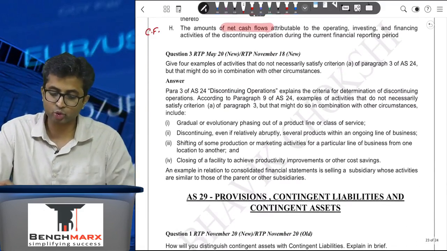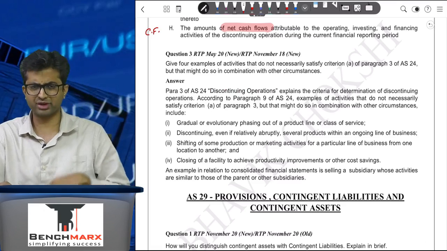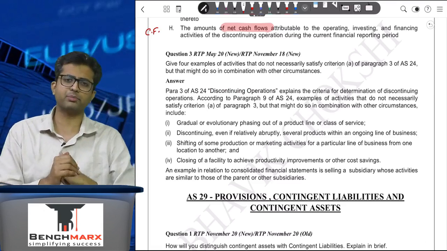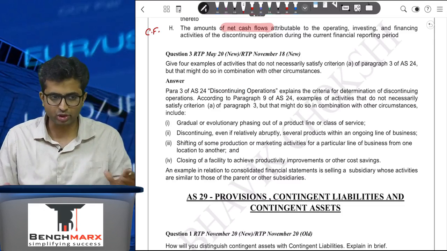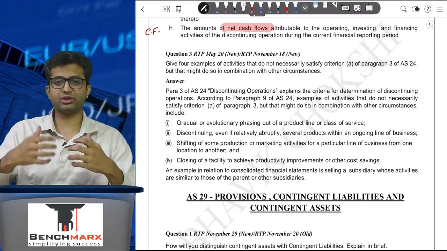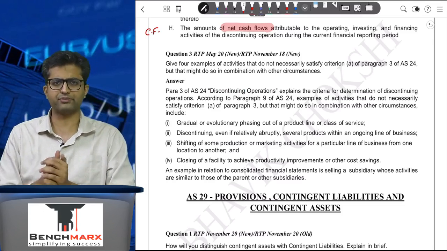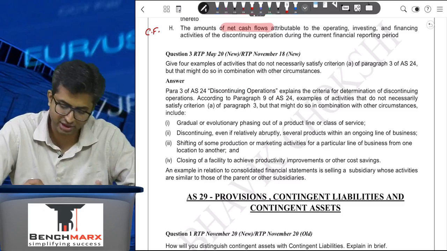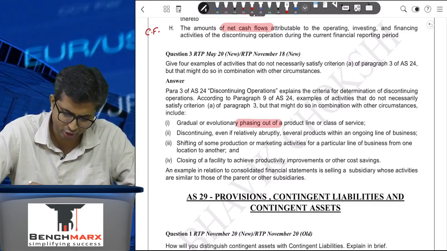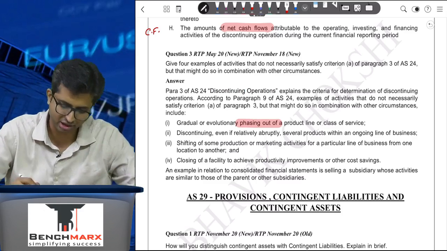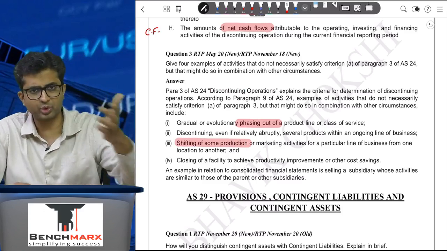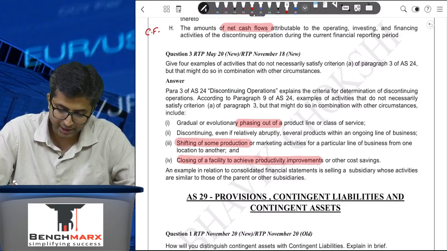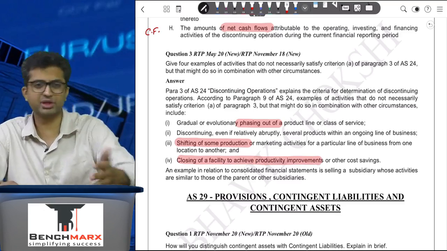Give 4 examples of activities that do not necessarily satisfy the discontinuing operations. So over here the examples can be a gradual phase-off. If you are making Maruti 800, you are reducing the quantity of Maruti 800 and increasing the quantity of Maruti Swift. That is not a discontinuing operation. Or let us say you are just relocating to another geography for better production or better supply chain management. So this is phasing out of a product, not a discontinuing operation. If you are reducing one product, increasing another product, shifting of some production, let's say from China to India, not a discontinuing operation, and closing of a facility to achieve productivity improvements. These are not considered to be discontinuing operations by the mere fact of it.